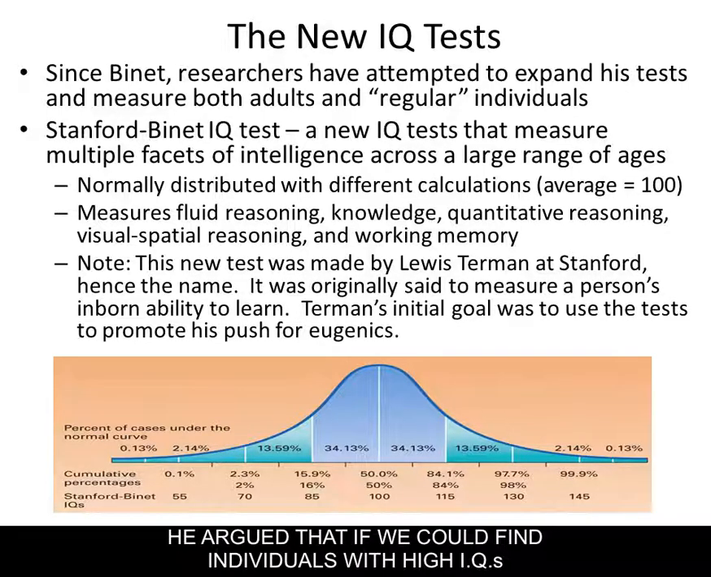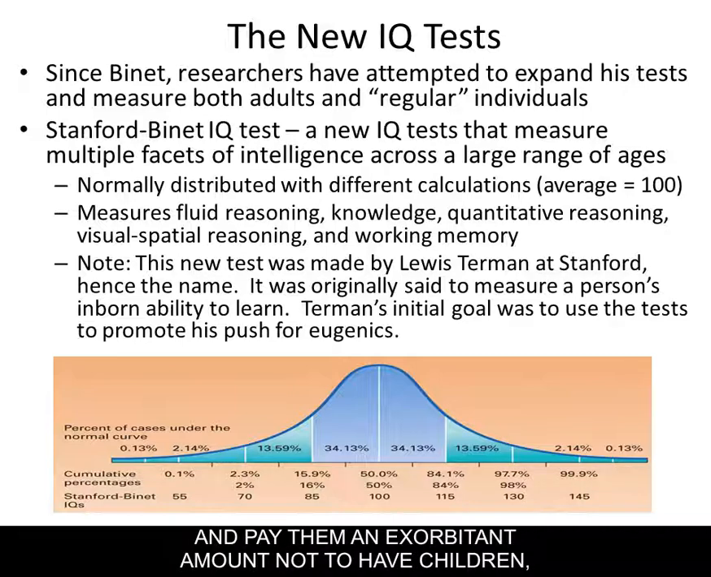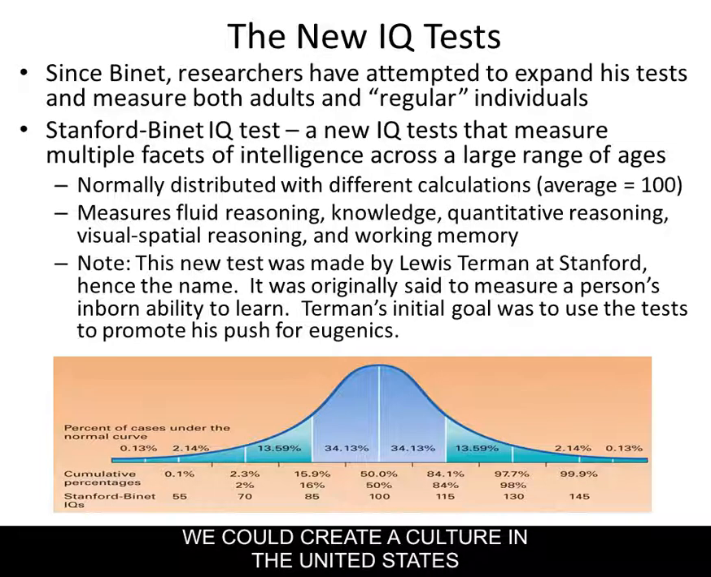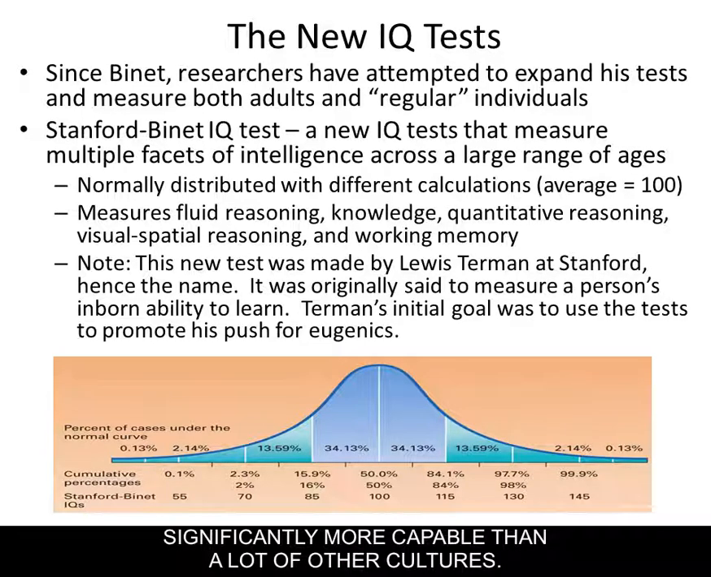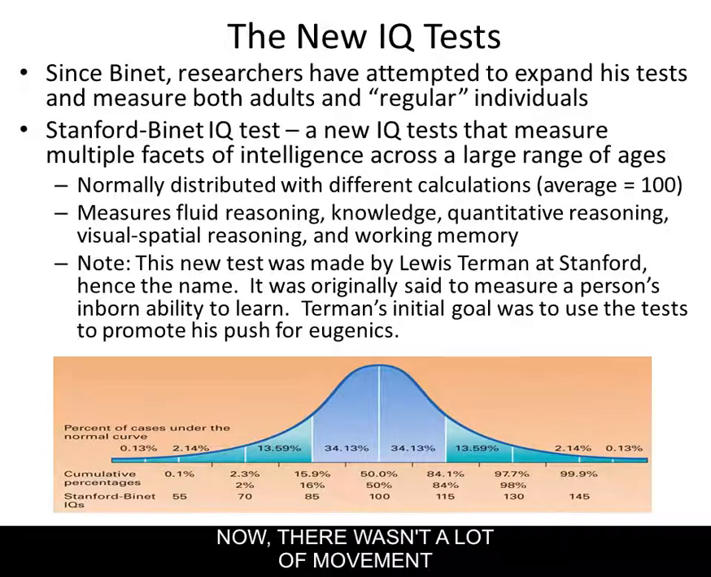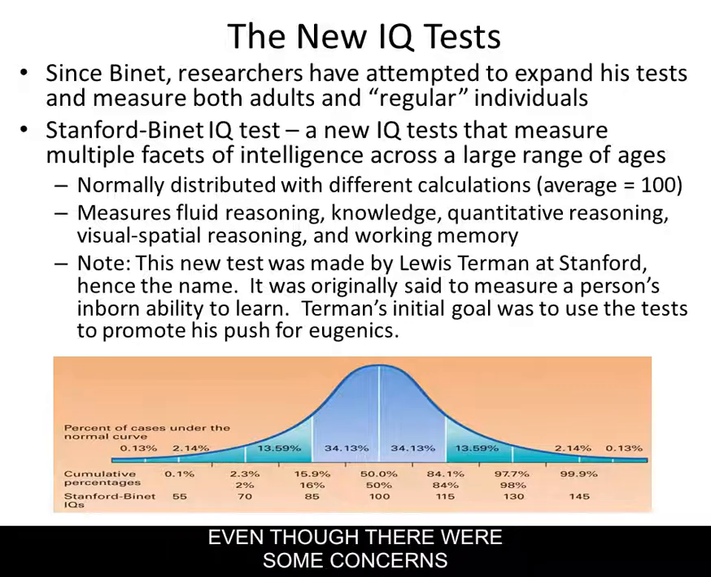In essence, he argued that if we could find individuals with high IQ and pay them to have lots of children, and also find people with low IQs and pay them an exorbitant amount not to have children, we could create a culture in the United States that was significantly more intelligent, significantly more capable than a lot of other cultures. Now, there wasn't a lot of movement in this idea of eugenics. It never was really pushed to a point where it became a government enacted thing, even though there were some concerns that there were some groups, fringe groups, that did try to encourage it a little bit.